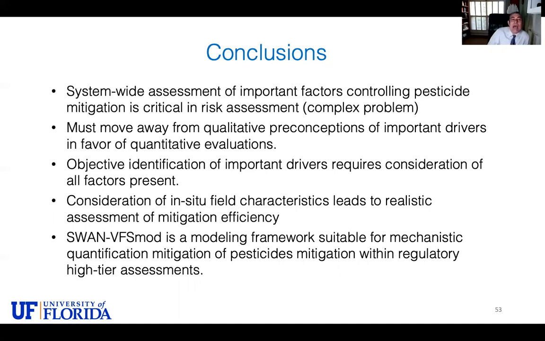So we need to do a system-wide assessment of the important factors that control, in this particular case, the pesticide mitigation. This is critical to move it into the world of risk assessment, okay? We must move away from these qualitative preconceptions, such as that the size of the buffer is what controls the mitigation. Because then we get surprised, and it's not just that, it's many other factors like we saw there. So we need to make an effort to include objectively everything that we could potentially consider, and then do an assessment of all those components to ultimately determine their relative importance.